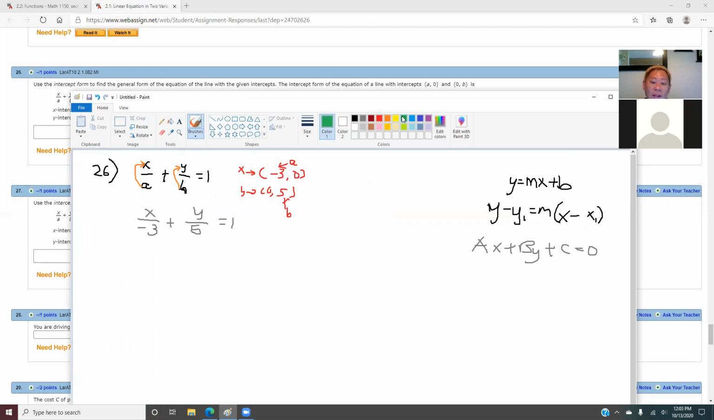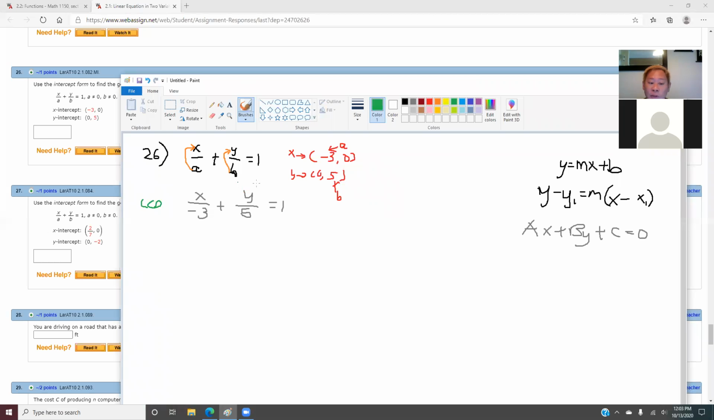What you need to do first is find the LCD. The LCD of these two denominators, 3 and 5, is 15. You can ignore the negative. So we multiply this by 5, you can multiply this by 3, and don't forget that this is over 1, so you have to multiply this by 15.